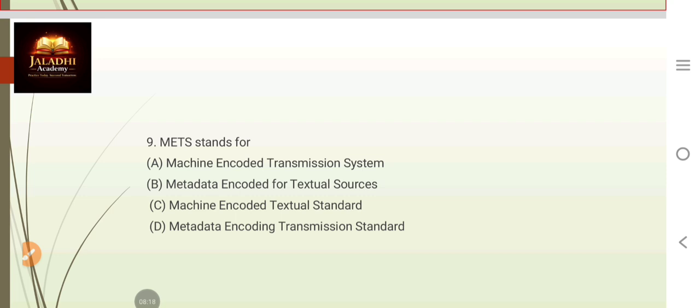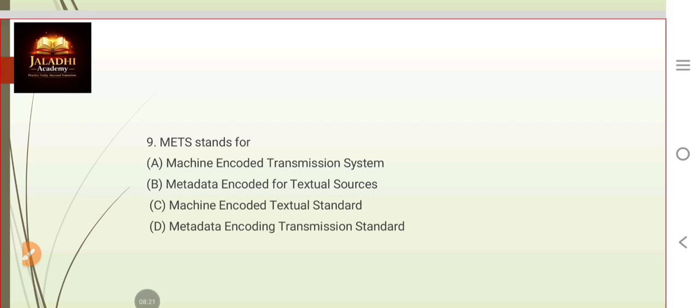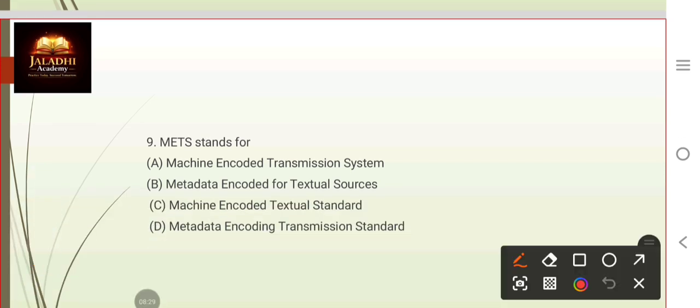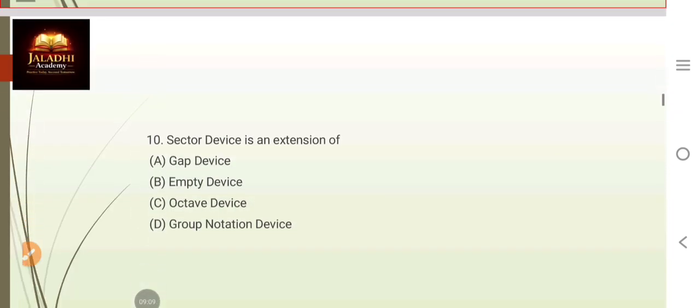METS stands for? The standard form of METS. Machine Encoded Transmission System? No, wrong. Metadata Encoded for Textual Sources? No. Machine Encoded Textual Standard? No, wrong answer. Metadata Encoding and Transmission Standard. This is the right answer. Option D is the right answer. Then move to the next question.